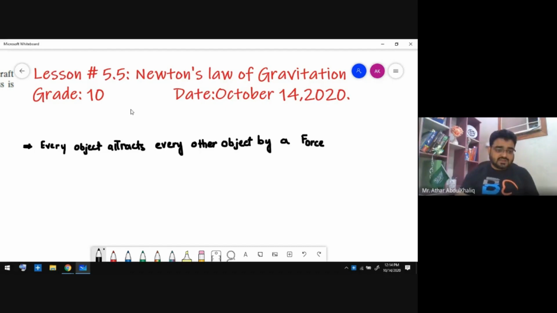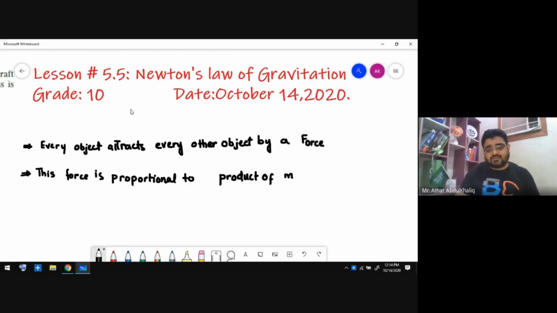He said that this force is proportional to the product of the masses. What does it mean? Mathematically, we can say that F is proportional to the mass of the first object times the mass of the second object.